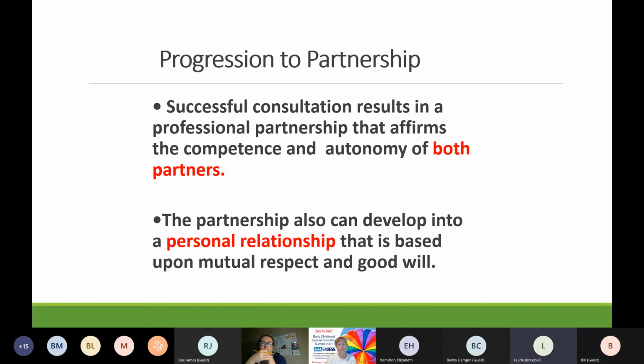So, a progression to partnership. Again, we talked about social power and influence strategies. We talked about conflict resolution. They're all aspects of dealing with partnerships that people need to take into account.